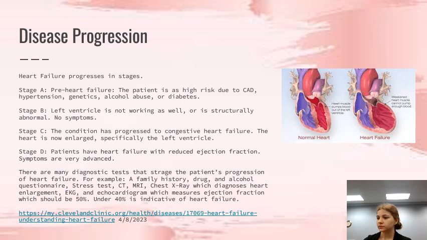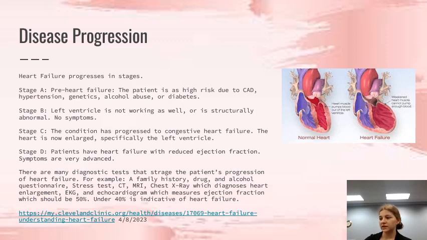Alrighty. So heart failure progresses in stages, and there are several diagnostic tests which stage the degree of heart failure your patient is at. These include some of the tests I discussed earlier, such as CT, MRI, and echocardiogram. They measure ejection fraction, which should be at least 50%, and under 40% is indicative of heart failure.